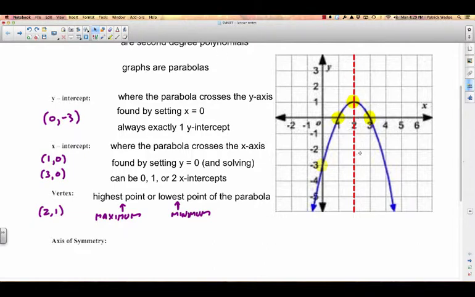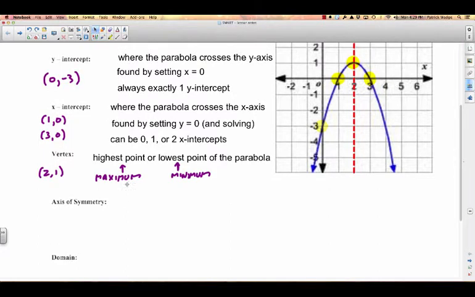And you can see that line is like a mirror line where the left-hand side of the parabola totally matches up with the right-hand side of the parabola. It's like they're reflections of each other. And this is the axis of symmetry. You'll notice that the axis of symmetry goes right through the vertex. And that'll always be the case.